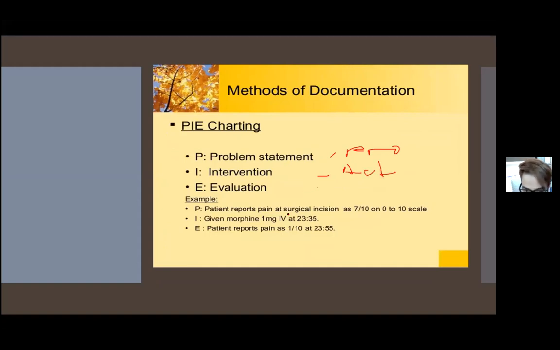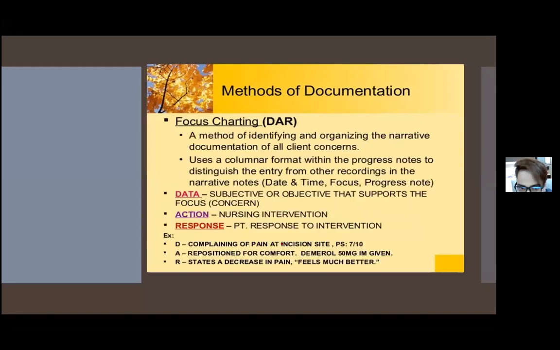Okay. So for example, patient reports of pain. That is your problem. Okay. Ang ginawa mong intervention, nagbigay ka ng morphine, tapos kung ano naging response niya. Okay. So tingnan mo. Ang naging problem niya, 7 out of 10. So nung nagbigay siya ng morphine, bumaba yung pain scale niya. Okay. So that is your PIE charting.